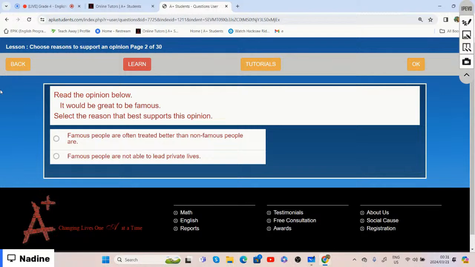The opinion is it would be great to be famous. So, which means that this person wants to be famous, right? But now you need to select a reason that best supports why he wants to be famous, right? Is it because famous people are often treated better than non-famous people are? Or famous people are not able to lead private lives?